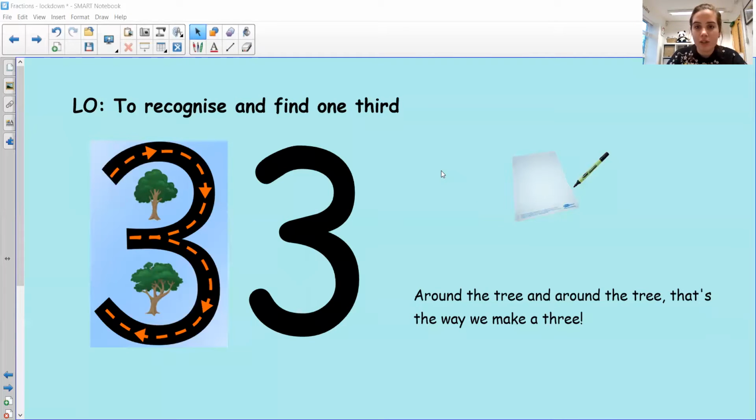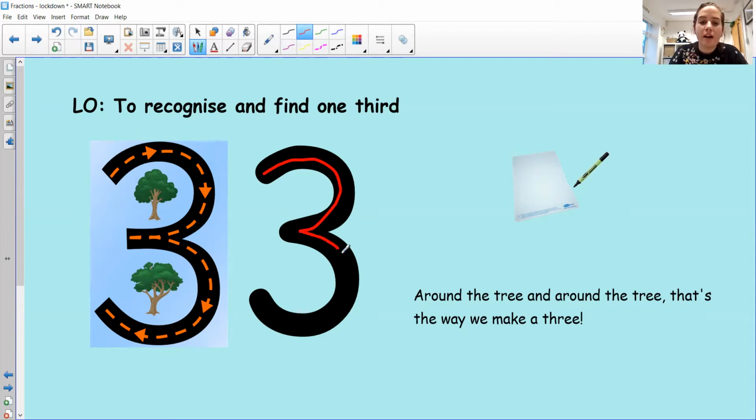And we're going to go back to our number formation today. I didn't want to do this every day. I gave us a break yesterday, but I thought we could go back to our number 3. Fantastic. And it is around the tree, and around the tree. That's the way we make a 3. Have a go at that and then come back to me.